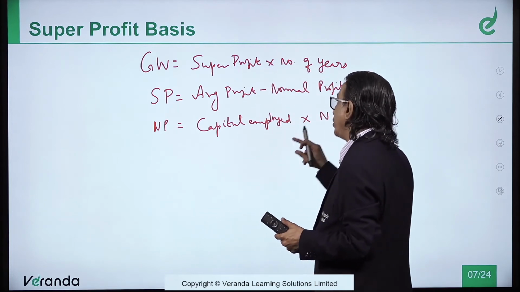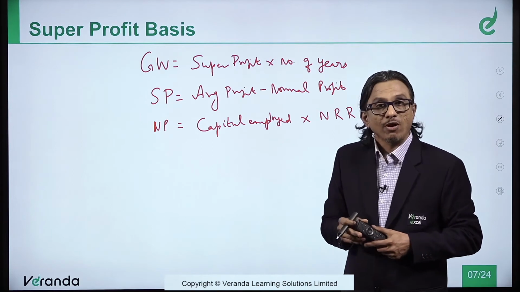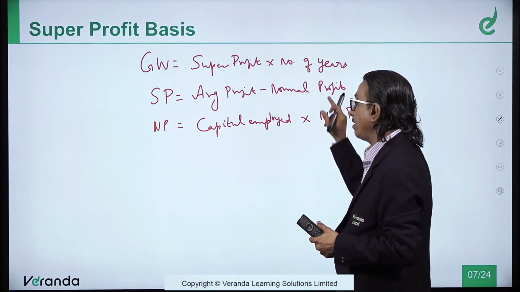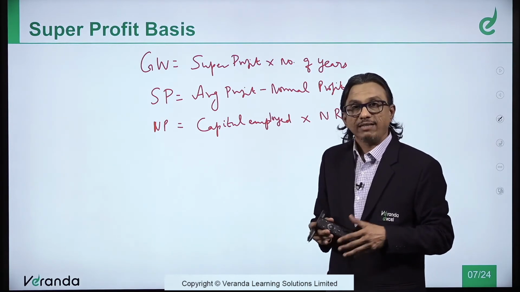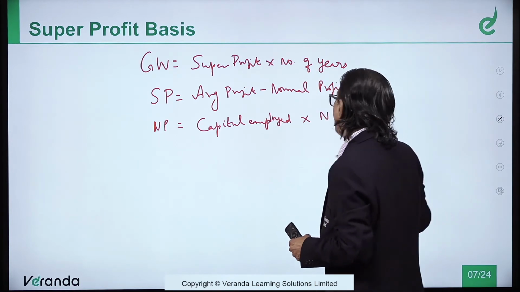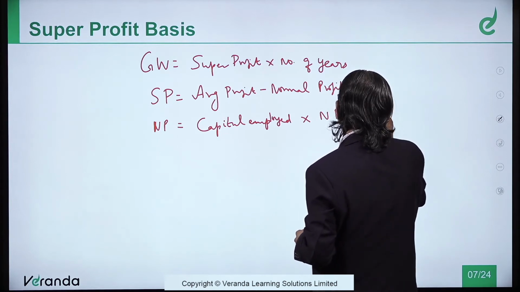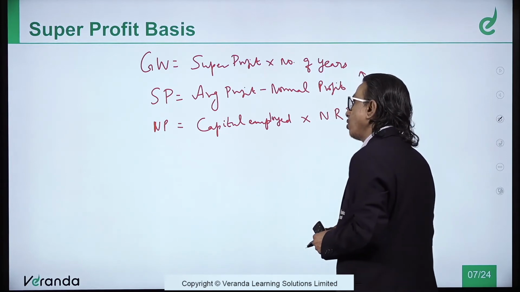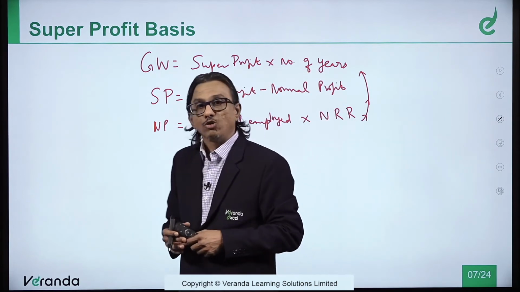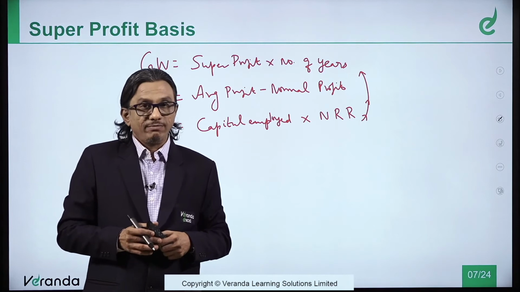So, first find normal profit: capital employed into normal rate of return. Then find super profit: average minus normal. How to find average? Either simple or weighted. Then find the value of goodwill. So, this is the order in which you have to do the problem. First, normal profit, then super profit, then goodwill. That is how you have to calculate.